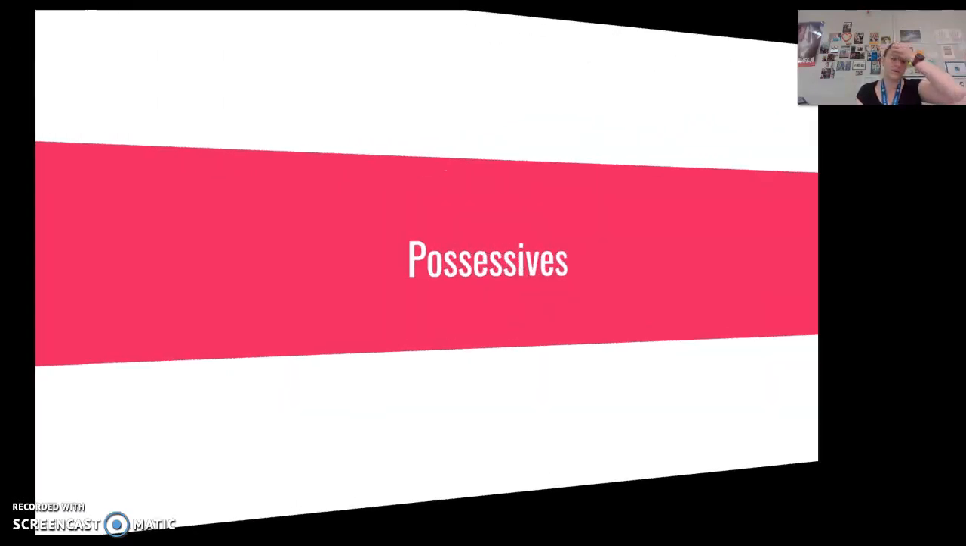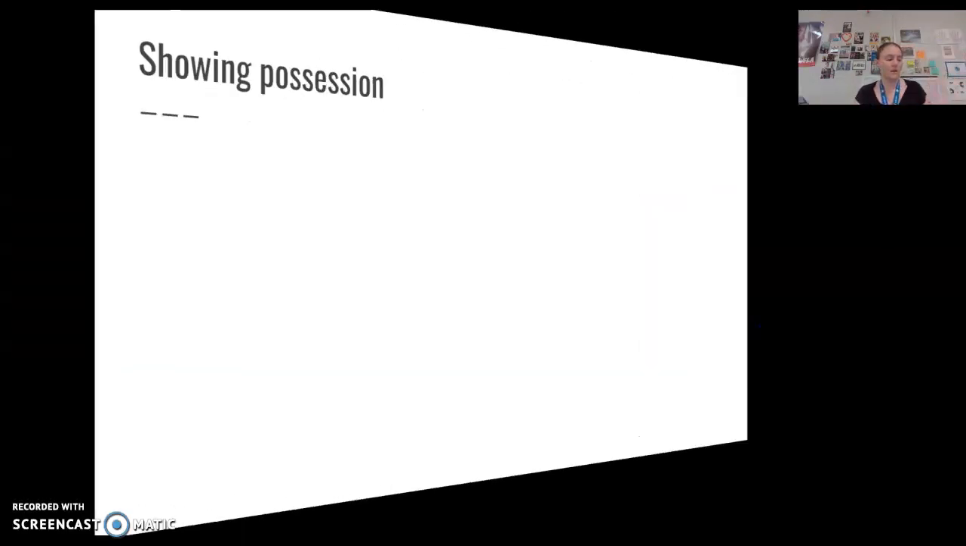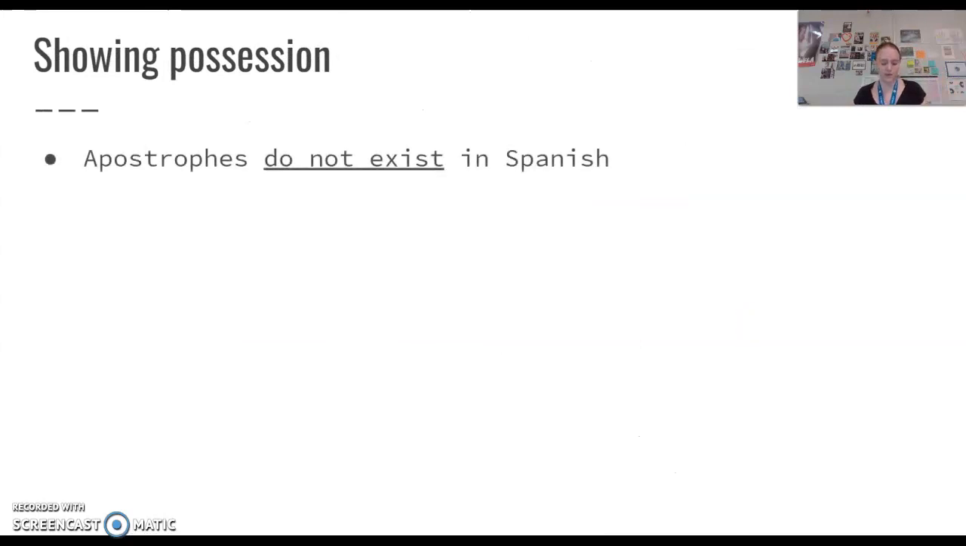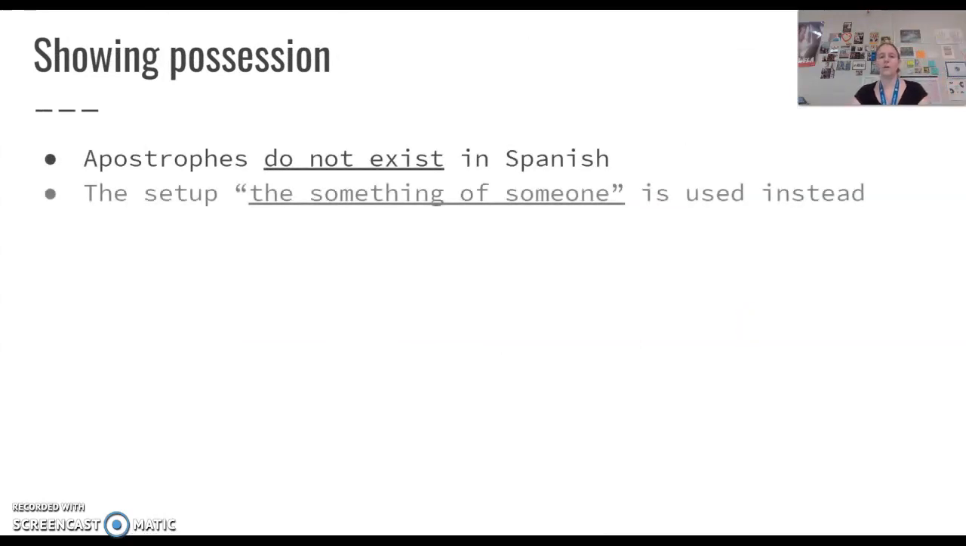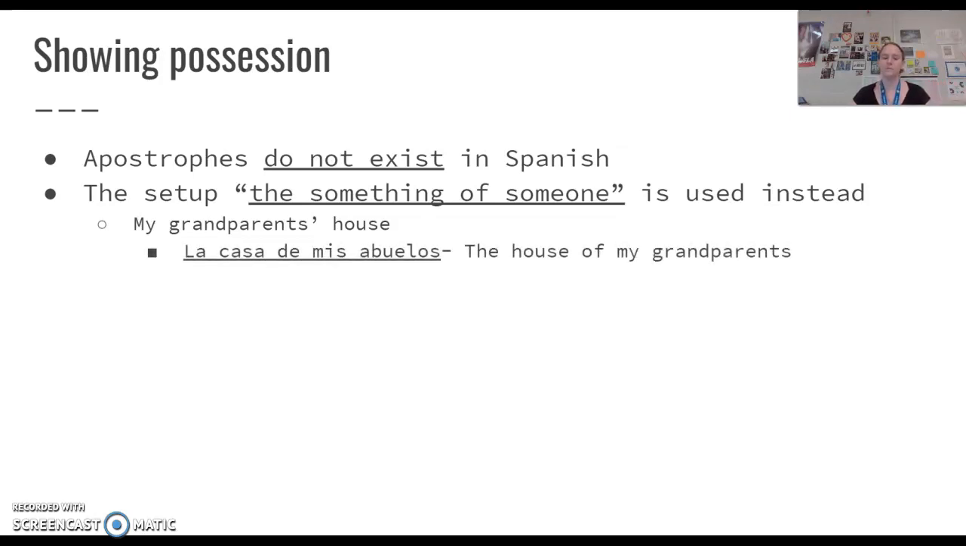The next thing we're going to talk about is showing possession. In Spanish, apostrophes do not exist. Okay. So the way that you have to set up showing possession is you have to say the something of someone, okay? And it has to be in that word order. So for example, if I wanted to say my grandparents' house, I would have to say the house of my grandparents, la casa de mis abuelos.